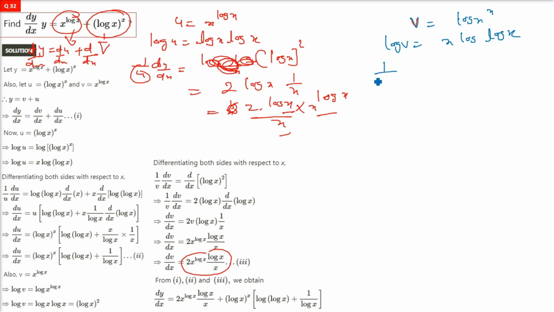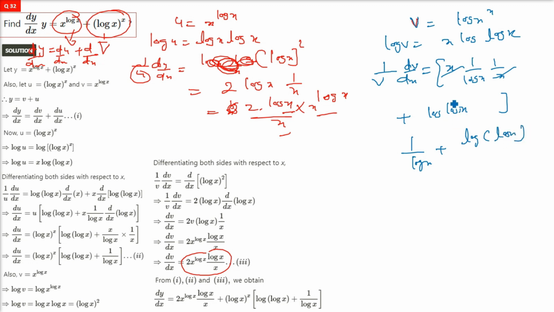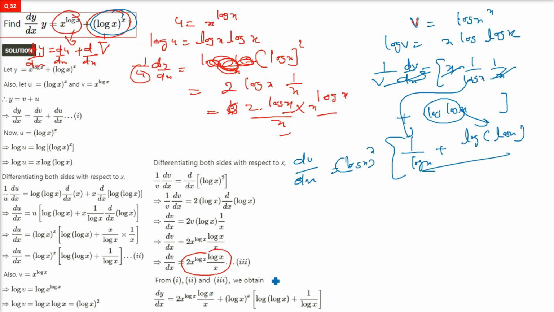This is 1 by v dv by dx is equal to, now differentiation of this. So x log of log x will be 1 by log x, and log x will be 1 by x. So this x gets cancelled, you have 1 by log x plus log x, and differentiation of x will be 1. So what do you get finally? 1 by log x plus log of log x, and this v has to be taken on the right hand side. I hope you got the idea. dv by dx will be equal to v on the right hand side, which is log x to the power x. And this is your second part. The first part, second part you can just add, and you can say, oh, this is the answer.